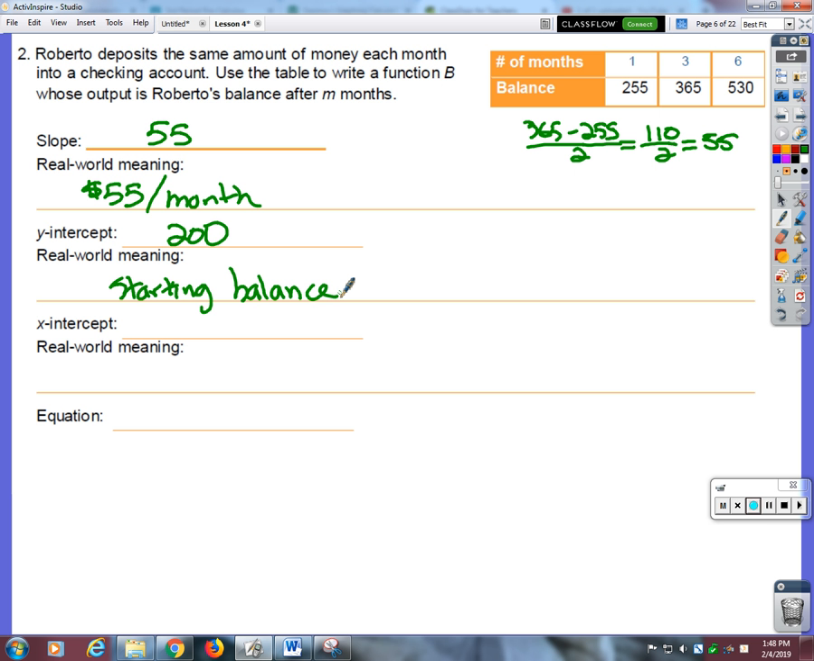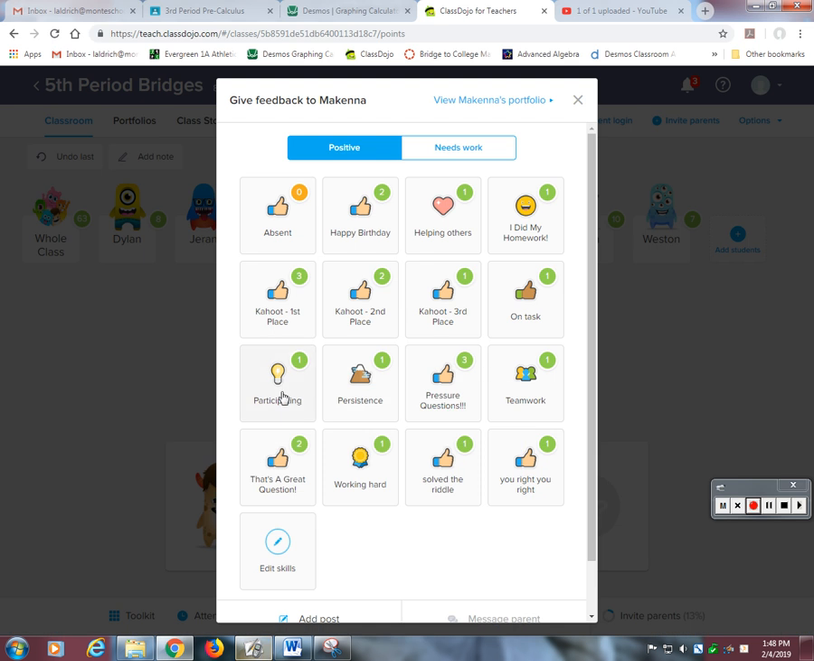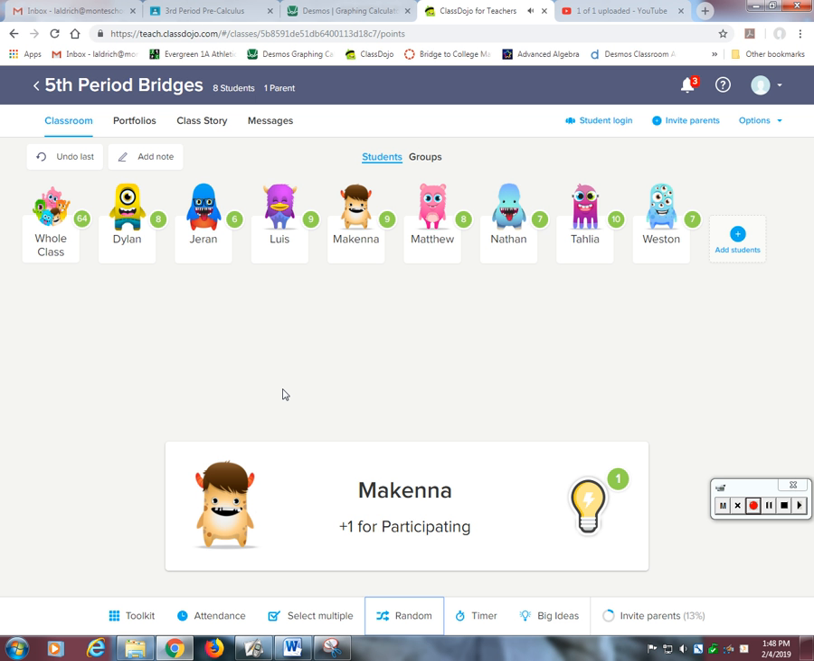Okay, so McKenna figured out that if, who is this? Roberto. So if he has $255 after the first month and he's putting in $55 a month, that means that he must have started with 200. Okay? So that's a 0, right? Yeah, that's a month 0.